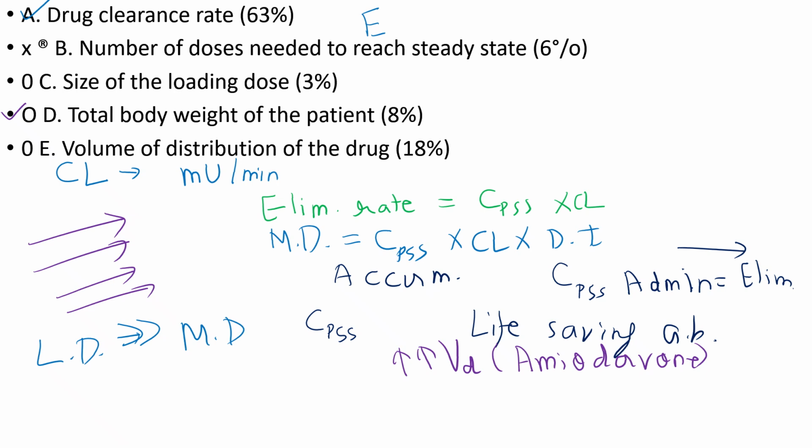These parameters are not needed when calculating the maintenance dose, because the amount of drug lost per unit time depends only on steady state plasma concentration and drug clearance, two parameters. Fine. The volume of distribution, again I told you, is used in loading dose. Clear? Clearance determines the dose rate required to maintain a given steady state plasma concentration.